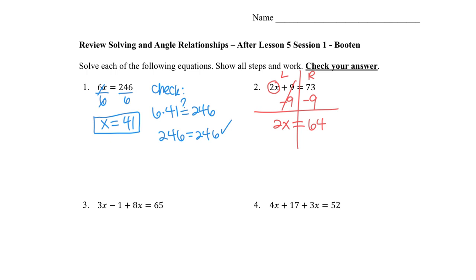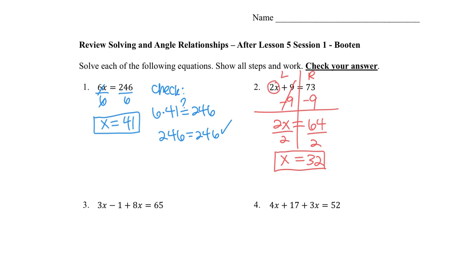And then our final step, just like over here, we had a variable term equal to a constant here. So we do that same step we did here, except we're dividing by 2 this time. So divide each side by 2. 2x divided by 2 is x equals, and then 64 divided by 2, you can do on your calculator or in your head, is 32.